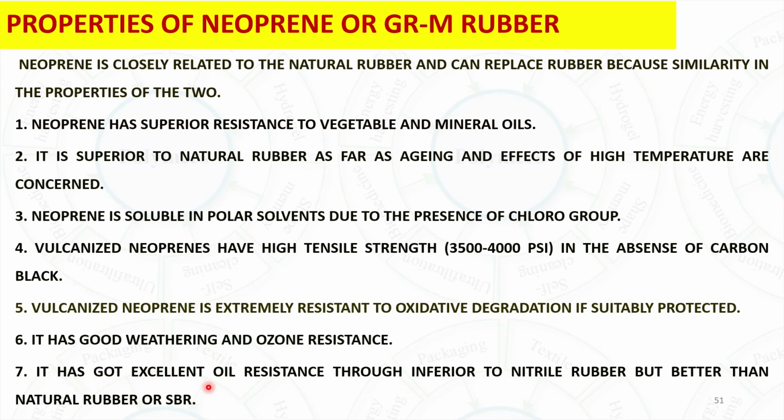Okay, it has excellent oil resistance, though inferior to nitrile rubber, but better than natural rubber or SBR, right? Compared to nitrile rubber it is quite inferior, but for the other two it is better, right? Natural rubber and SBR, butadiene rubber and natural rubber, but its oil resistance is on the lower side when compared to nitrile rubber, butadiene nitrile rubber. These are the important properties.